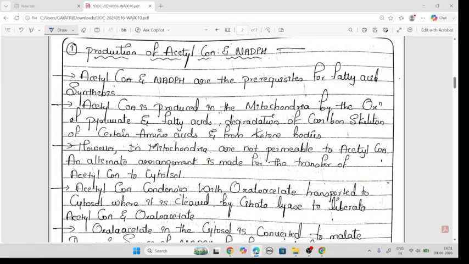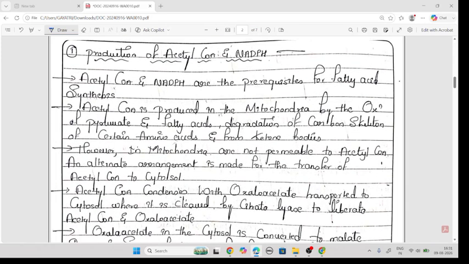So the first step we are going to see is the production of acetyl CoA and NADPH. We know that it is a prerequisite for fatty acid synthesis. Where exactly will the acetyl CoA be produced? The acetyl CoA is produced in the mitochondria of the cell, by the oxidation of pyruvate and fatty acids. It is produced from precursors like pyruvate and other fatty acids.